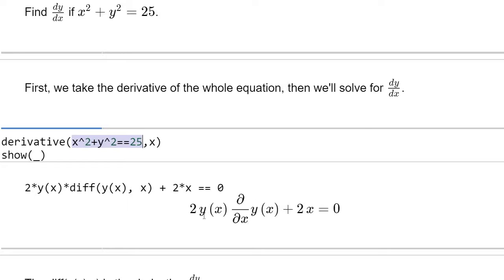Notice here, this is not y times x. This is y of x, function notation. Remember we told Sage that y is a function of x, and so it writes it as a function, just like f of x. So don't think of this as y times x. This is just y. Y of x is just y. And d over dx of y of x, all of this is just y prime.